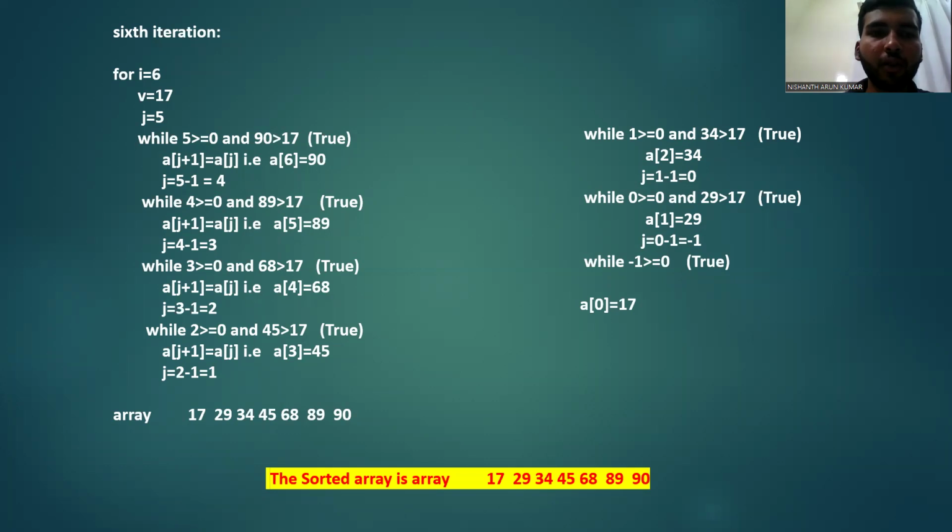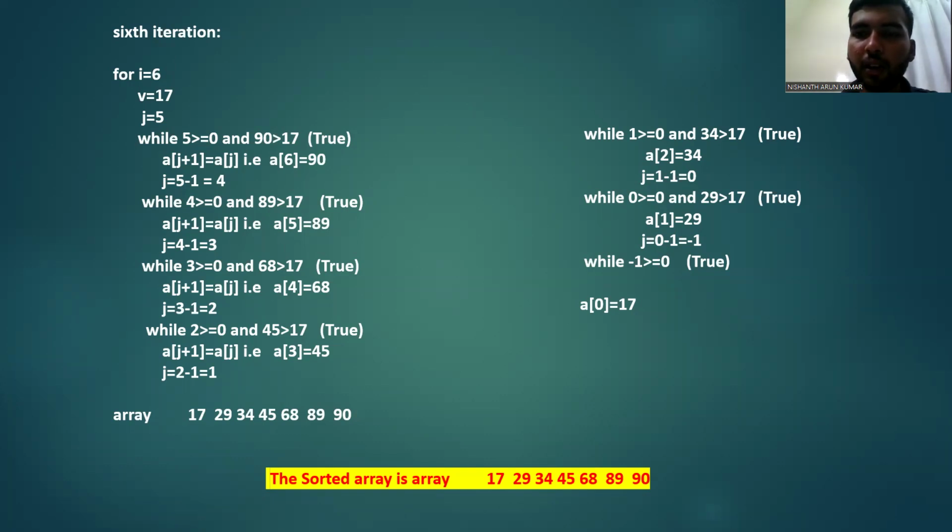While 4 is greater than or equal to 0 and 89 is greater than 17, it becomes true. E of j plus 1 is equal to E of j, so that E of 5 is equal to 89. J is equal to 4 minus 1, which is equal to 3. The same steps will go on until while 0 is greater than or equal to 0 and 29 is greater than 17.